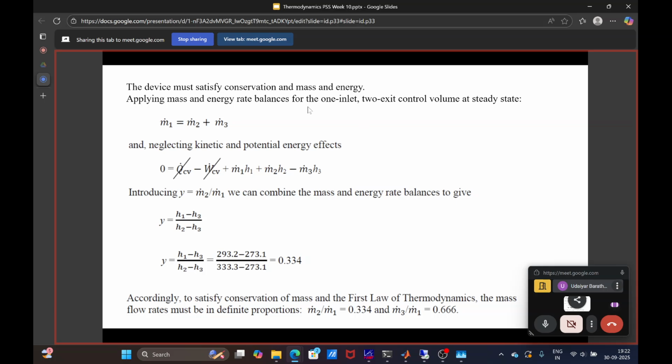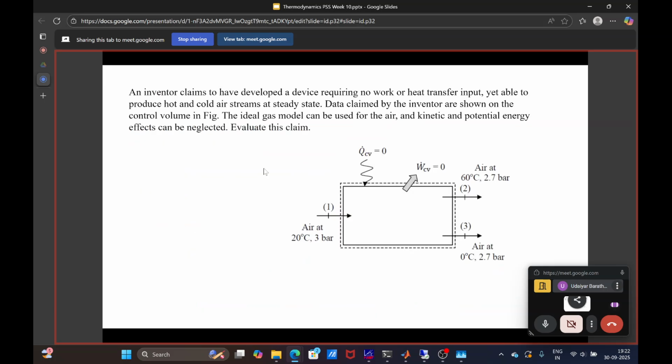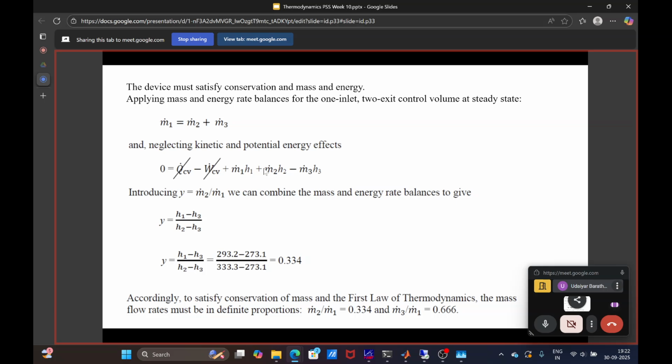To do that, first, as I said, we will do a mass balance. This is what we get: m dot 1 equals m dot 2 plus m dot 3. Since we are neglecting kinetic and potential energy, and there is no heat transfer and work transfer, we get the energy balance: m dot 1 h1 minus m dot 2 h2 minus m dot 3 h3. There is a negative sign here, I think it's a mistake.